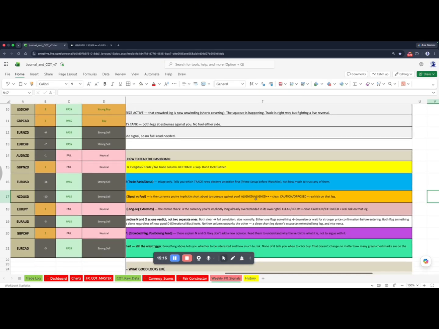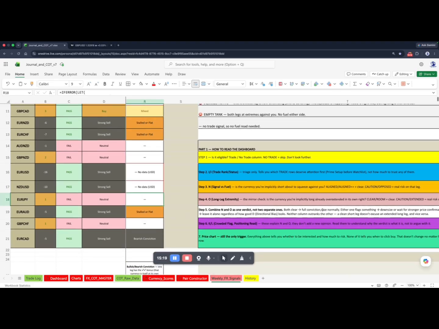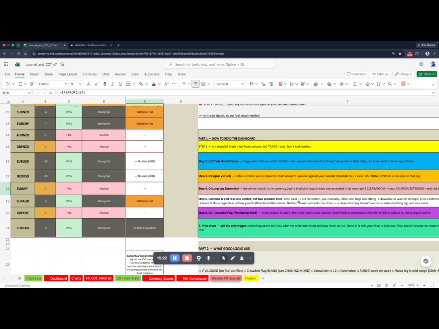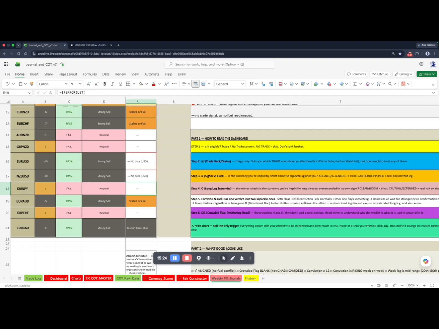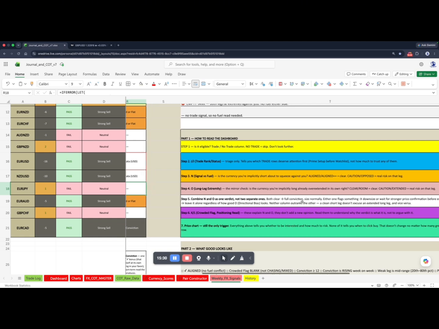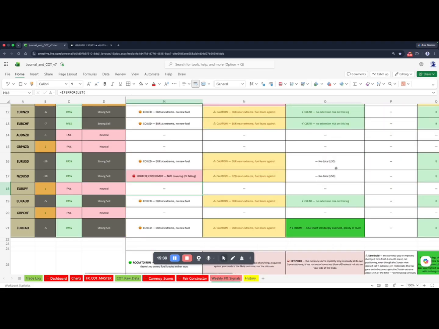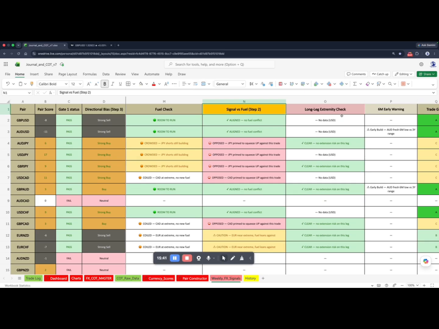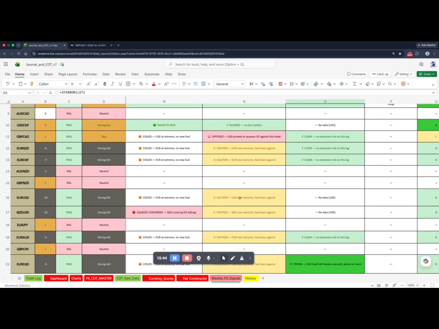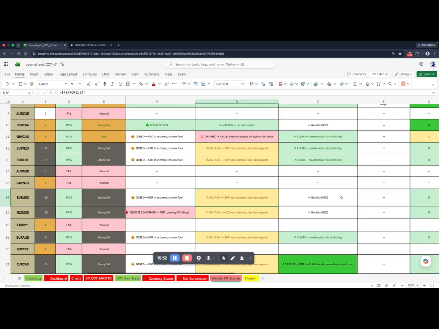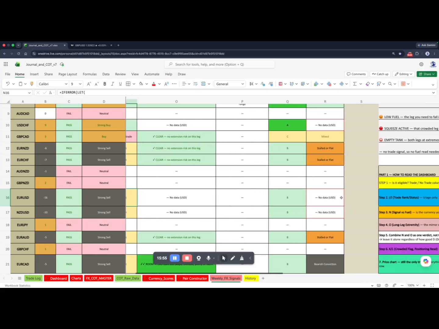And then we go here, combine N and O as one verdict, not two separate ones. If they're both clear, full conviction, size normally. Either one flags something, downsize or wait for stronger price. So column N and O, let's take a look. So you combine this and this for Euro US. We only have one. We can only look at this as being cautionary. Fuel isn't quite against it. It leans against it, I'm sorry.